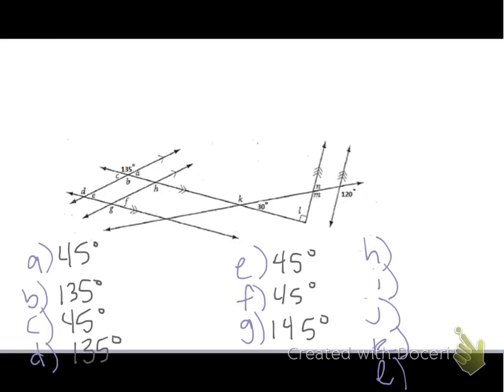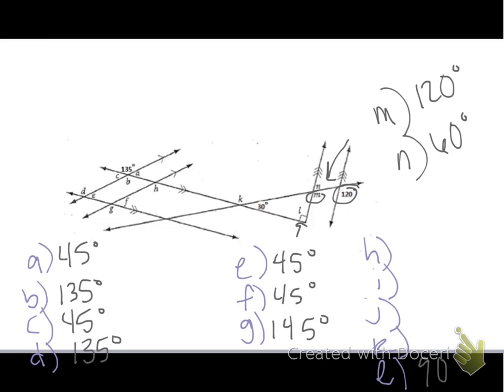So now we're going to move to the next part. So it looks like M and 120 are corresponding, so M should equal 120 because corresponding angles are the same. And then N, right here, we have a supplementary angle, so 180 minus 120 should give me 60 degrees, so we got N. L has that little square in it, so we know that that represents 90 degrees. This creates a 180 degree angle, so we can take 30 from 180 to get K. So K should be 150.